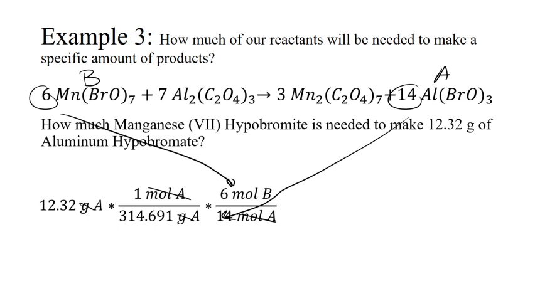Now, it says how much, usually that is in grams. So we're going to assume it's in grams, and we're going to use molecular mass again, this time for manganese 7 hypobromite, 726.259 grams. Make sure our units are where they want to be so they cancel out. We do some math, 12.19 grams, and you can check me on that.